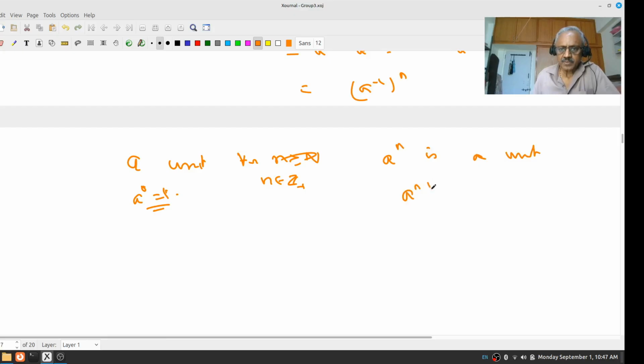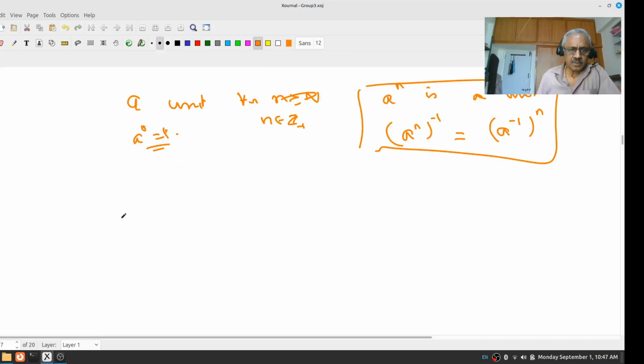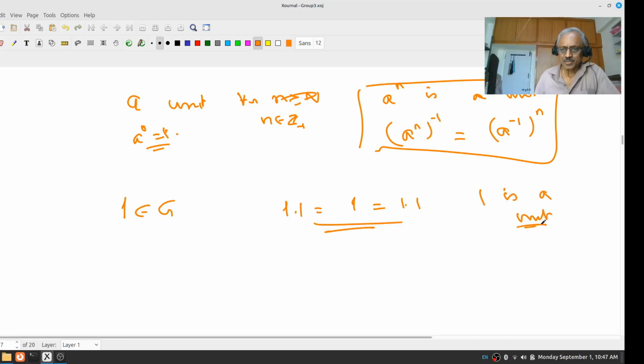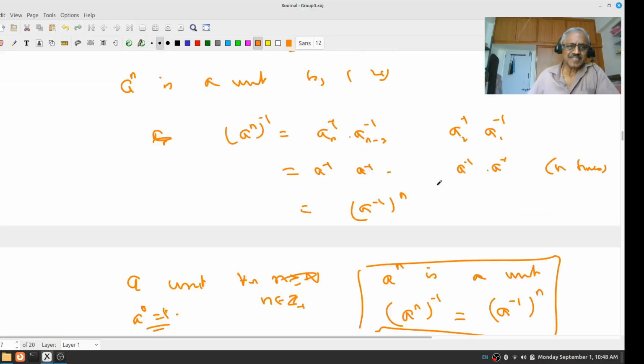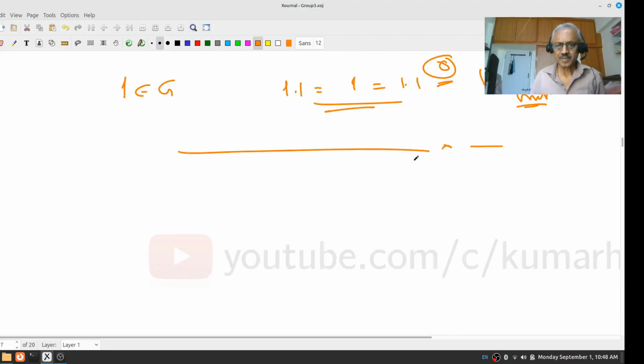and its inverse is, look at the inverse of A, and raise it to the power n. Okay, and notice that the identity element is a unit, because 1 times 1 is 1 equal to 1 times 1, right? Therefore 1 is a unit. It's trivial, but I should observe it as the zeroth. Okay, if this is the fifth, this must be the zeroth. Okay, pause, review, proceed.